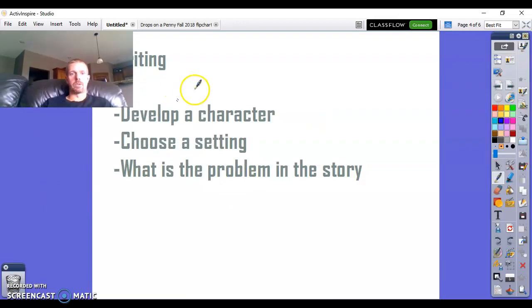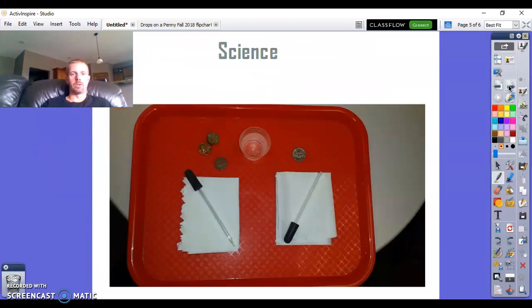In writing, students are going to start to develop a character. They're going to choose a setting, and they're going to create a problem for their story. They're using their small moment stories that they have been writing for the last couple of weeks, and they're going to pick one, and then they're going to develop that into a longer story.